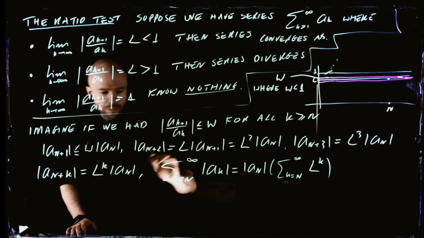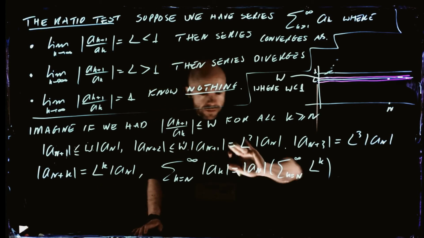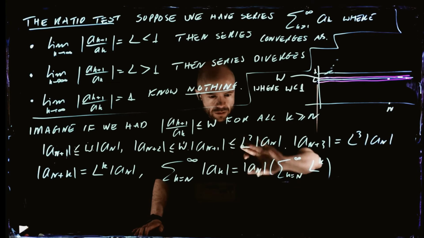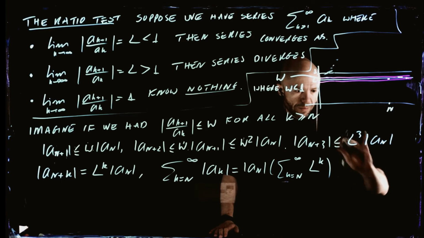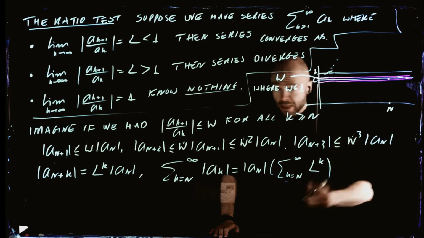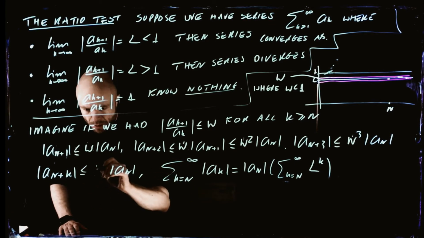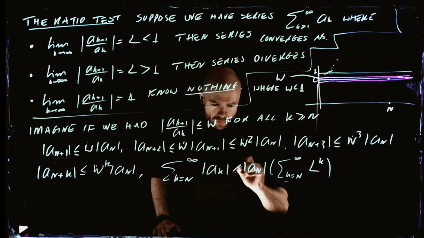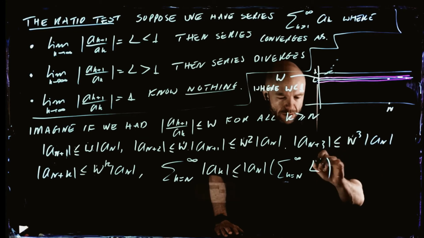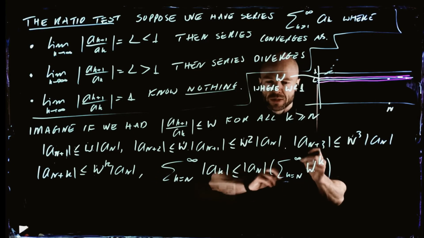So now we have less than W, which is less than W squared, which is less than W to the power 3. We're doing exactly the same argument, but now equalities get replaced by inequalities and L gets replaced by W. We are still really happy because what we've just written down is the fact that this series is bounded by a geometric series that converges because W is less than 1.